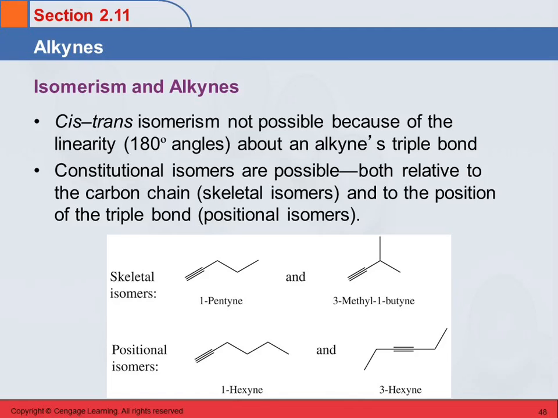So we can have skeletal isomers where the carbons are connected differently. Both of these isomers have 5 carbons, but they're connected differently. They each have a triple bond. And we can have positional isomers where the carbons are in the same arrangement. Here the carbons are linear, and here the carbons are linear, but the triple bond is in a different place.